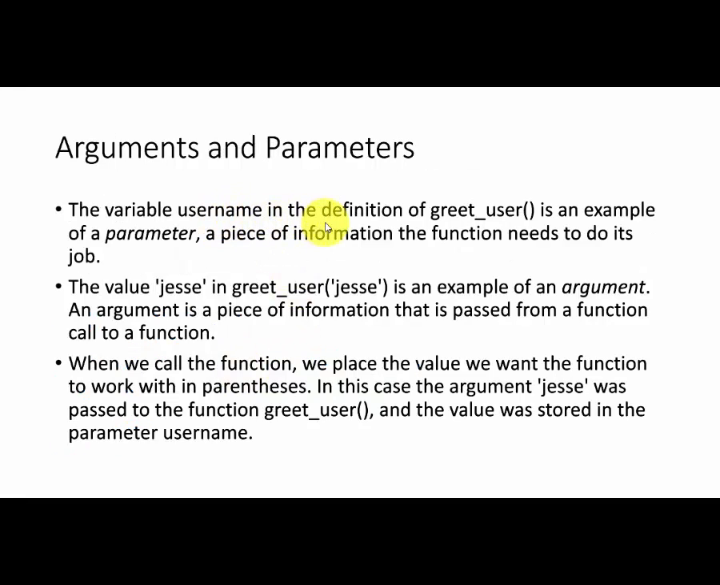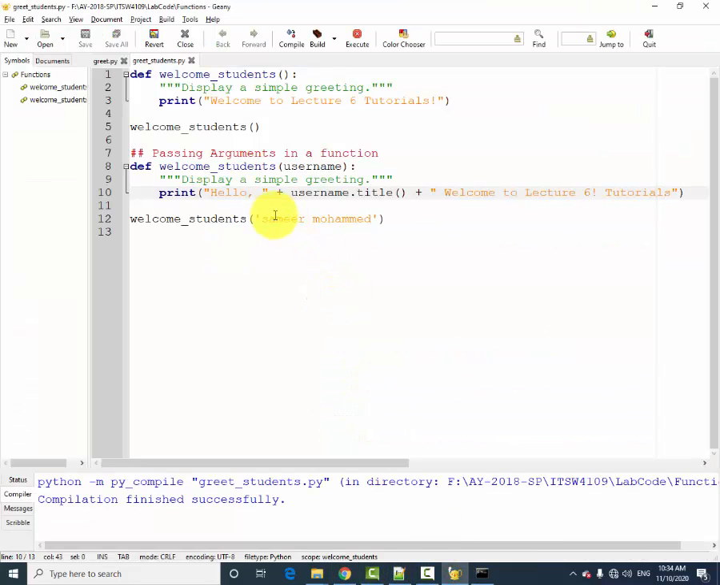The variable username in the definition of greet user is an example of a parameter. So that is holding the information the function needs to do its work, and the value Jesse is passed at the calling point. Greet user, in the brackets you are passing Jesse. So this is an example of an argument. So we are passing the argument here, and this is the parameter which is used in this function to print our message. Fine.